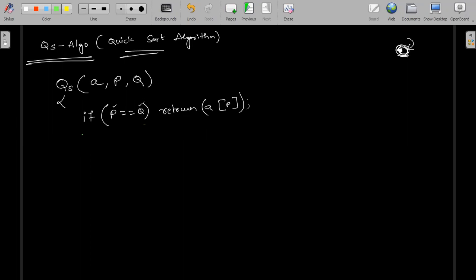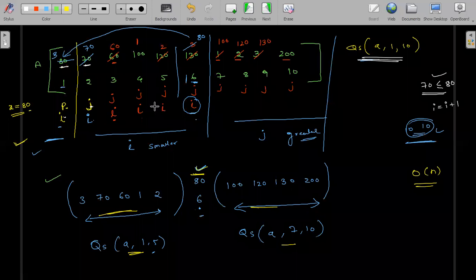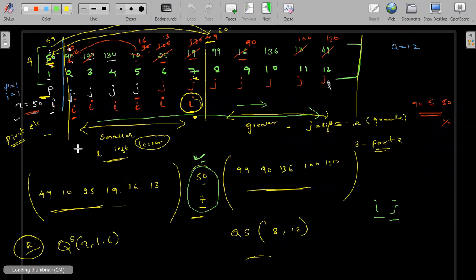Okay, go to the else part now. Else part means big problem. Else part is nothing but big problem. Now, we did the partition or not? We understood how to do the partition, right? That is the reason why I said all these things, this algorithm, all these problems.